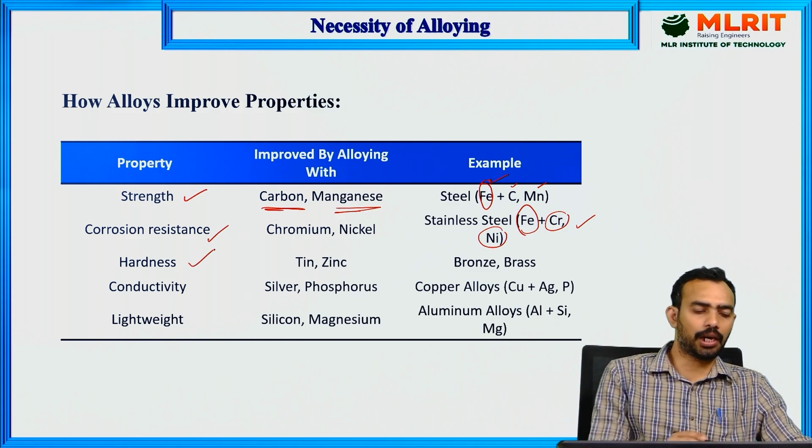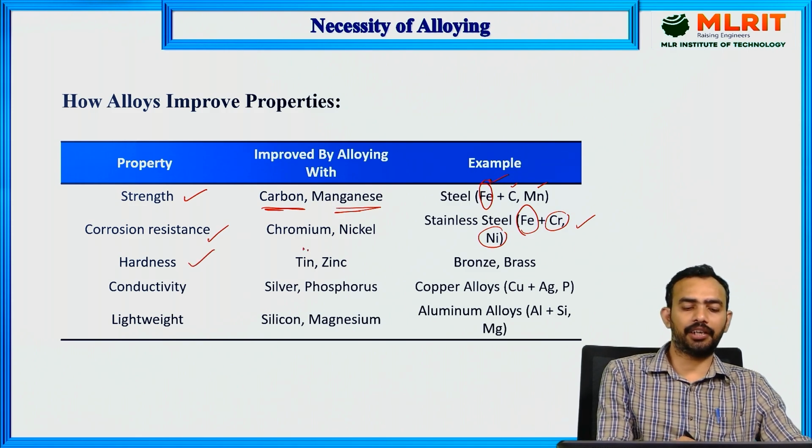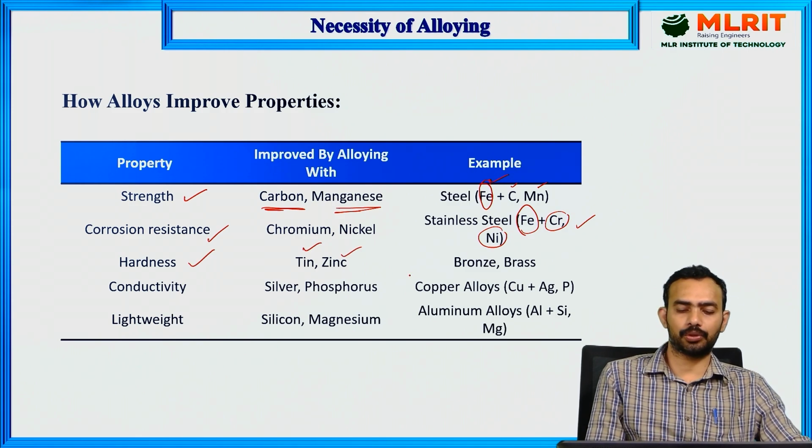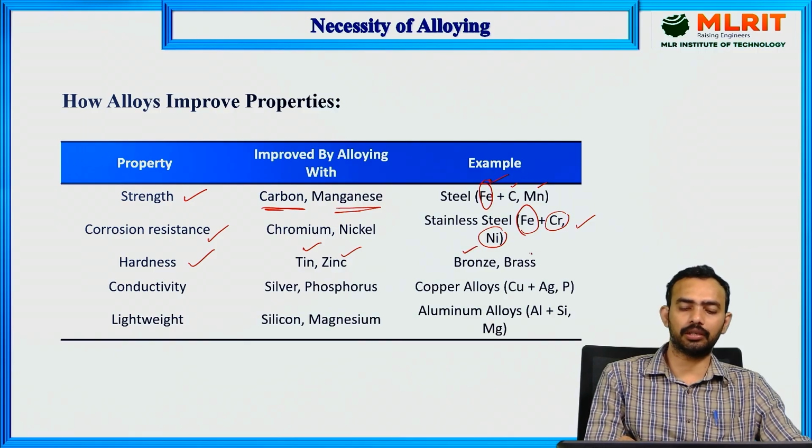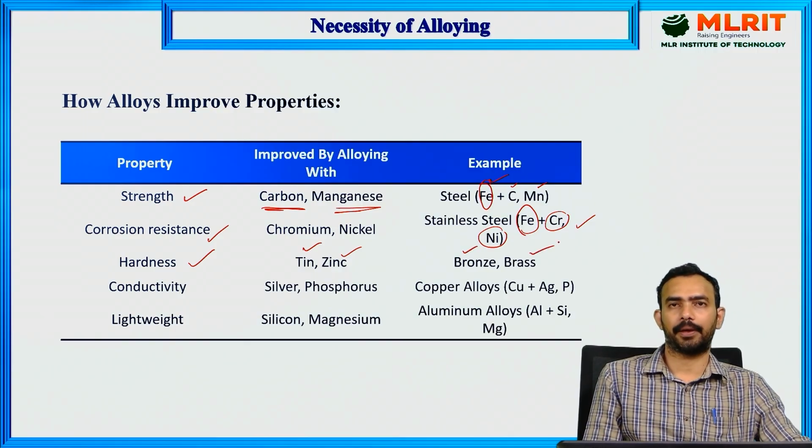Then to improve the hardness, we are adding tin and zinc to the copper so that it will form bronze and brass. Right? If you add tin to the copper, then it is a bronze. If you add zinc to the copper, then it is called brass. Both these materials are considered to be harder when compared to the pure element, copper.